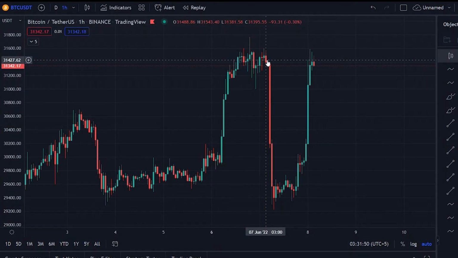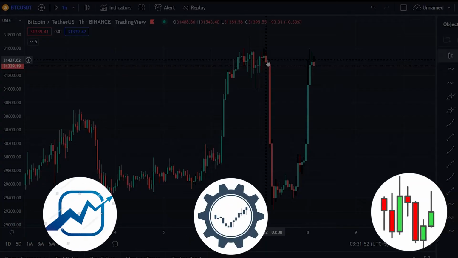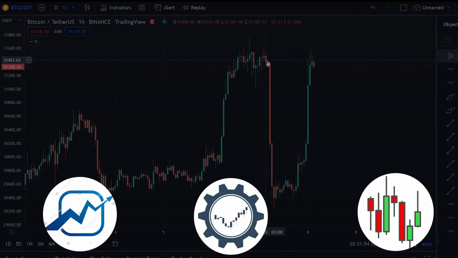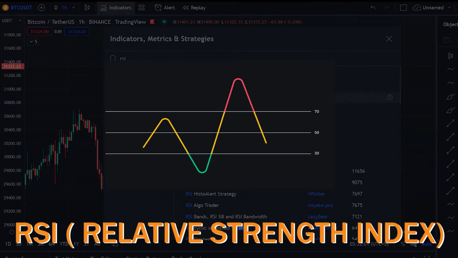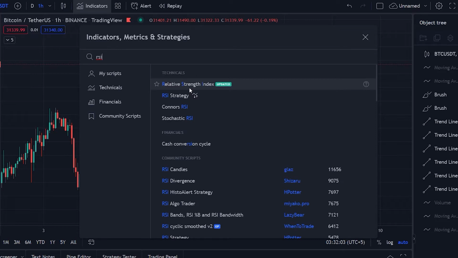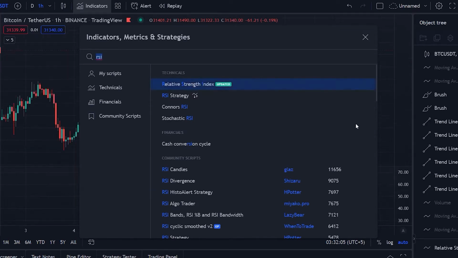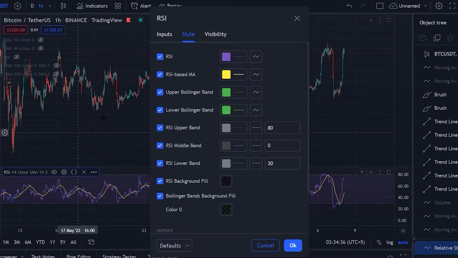But in today's video, we will also look at some other indicators that can tell us more about support and resistance. We'll start with RSI, that's known as Relative Strength Index. After selecting RSI, go to the settings. Make the upper band 80 and the lower band 30.